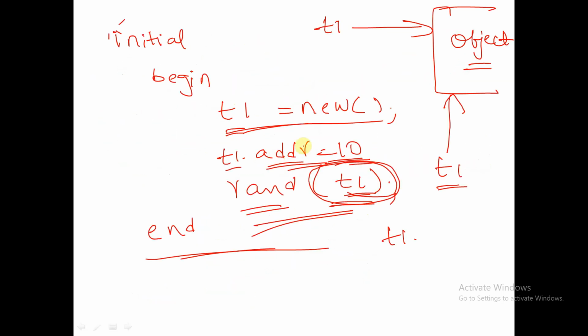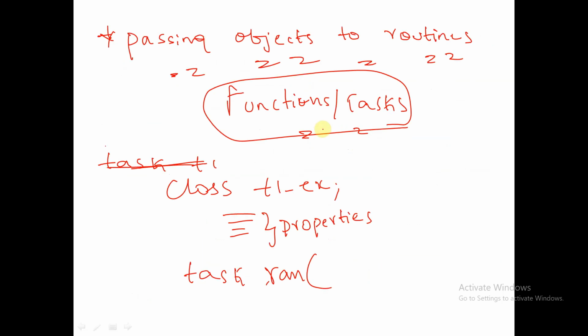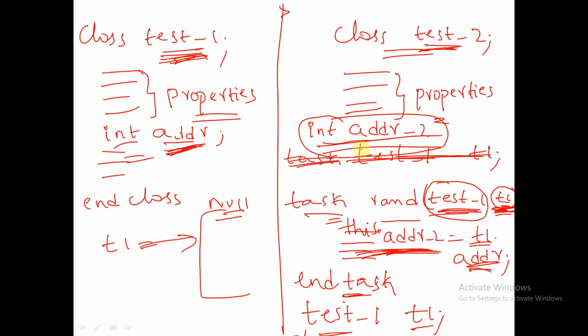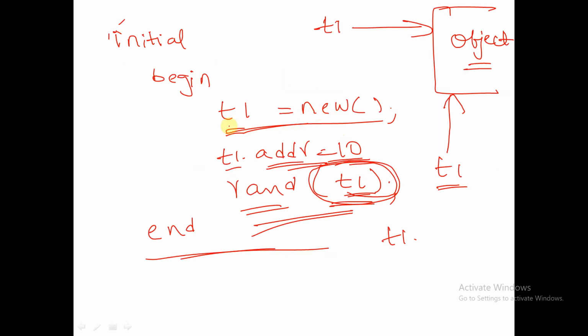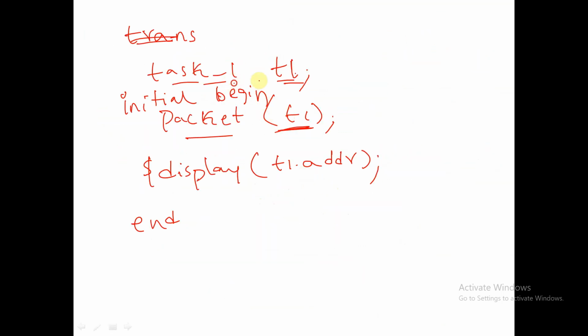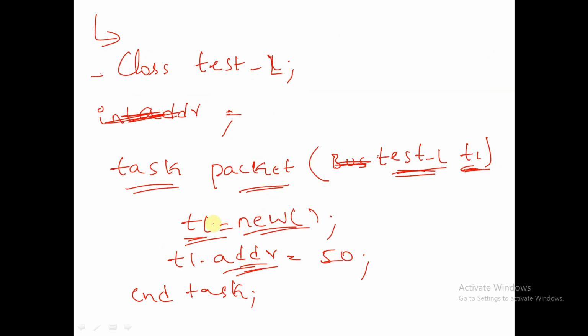In the previous scenario we created the object for that handle, allocated some value to this object, and passed it through the task argument. But in this case, I've created only a handle, not the object. In the task, I've created the object. Is this clear?